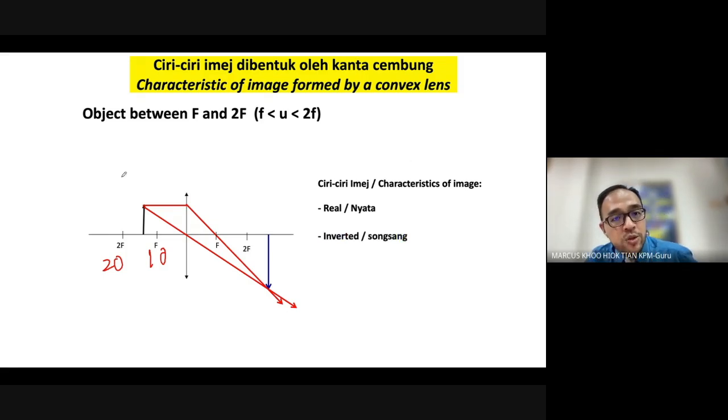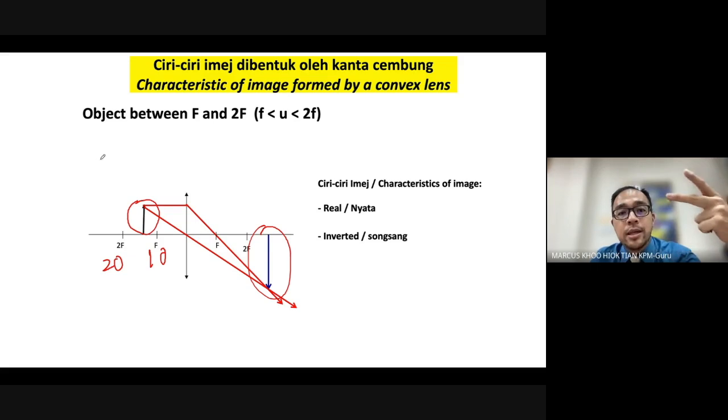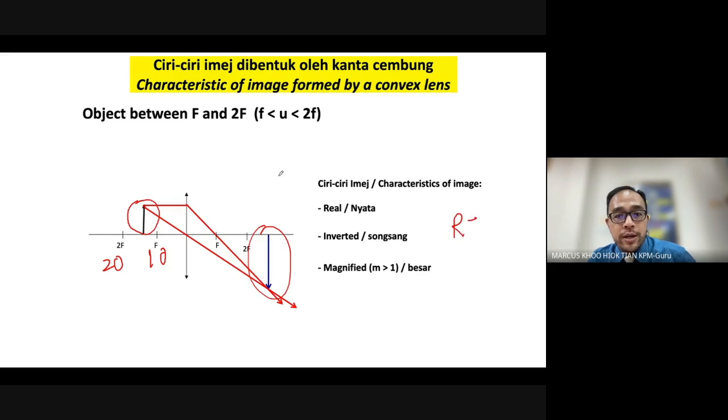But the third one is where it changes. Notice that it is much higher than the original object. So it is not diminished. Diminished is smaller. It is not same size. This is magnified, okay, which is bigger. And the short form for this is RIM. Okay, case number 1 is RID. Case number 2 is RIS. And this case number 3 is RIM.